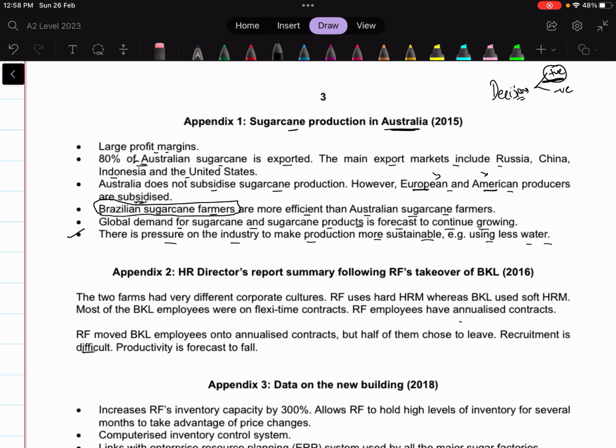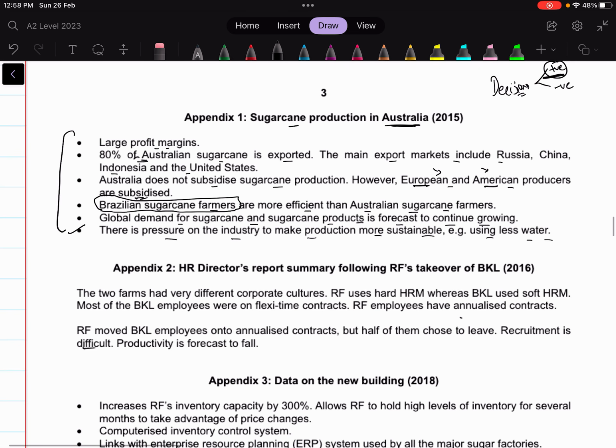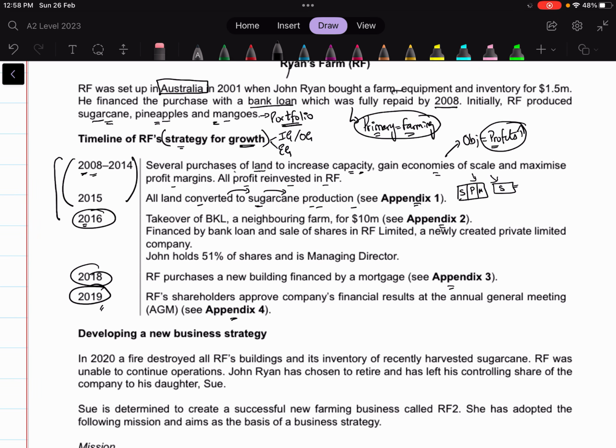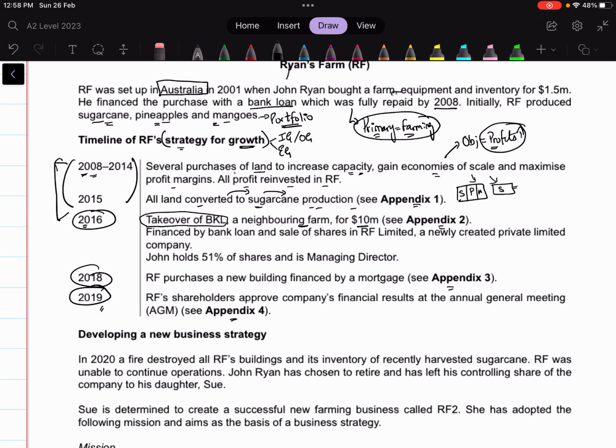But then again, up till now, you would have to link different pieces of the appendix to the timeline and clearly state whether they were successful or whether they were unsuccessful. Then moving on, if you see in 2016, Ryan basically did an opposite strategy, that is, Ryan took the help of external means, and that is taking over another business, a neighboring farm, for $10 million.